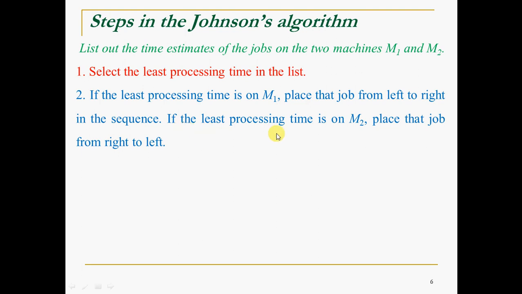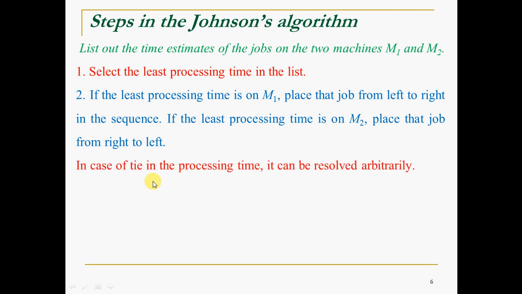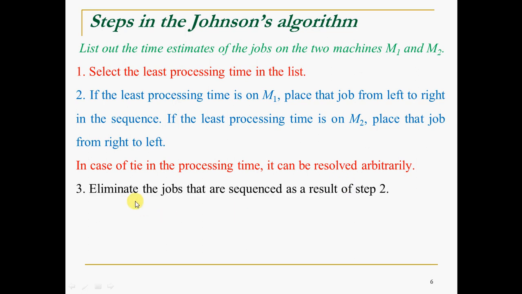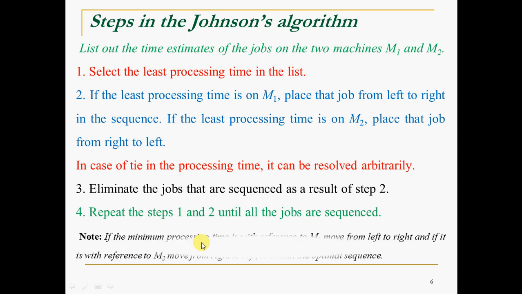Whereas if the least processing time is on M2, place that job from right to left. In case of a tie in the processing time, we have discussed how to resolve it. Eliminate the jobs that are sequenced as a result of step 2. The job which is sequenced, you have to eliminate from the table, and continue the procedure, or repeat the procedure, till all the jobs are sequenced.